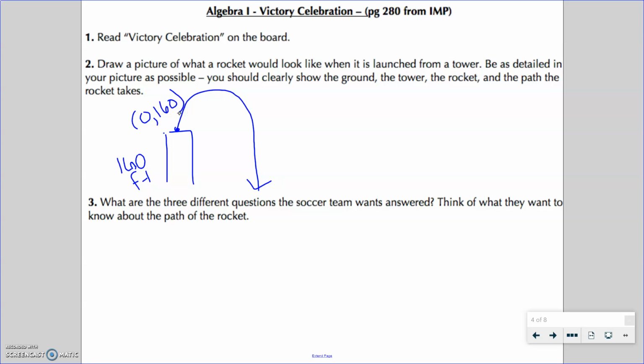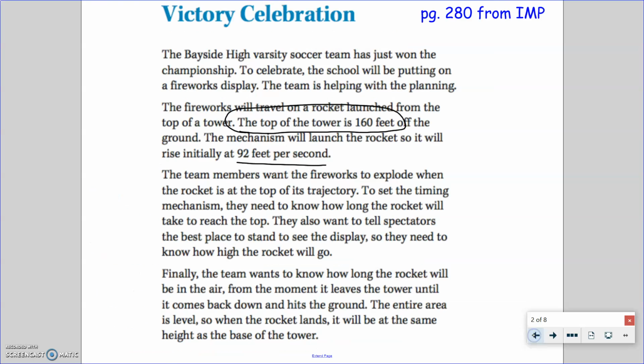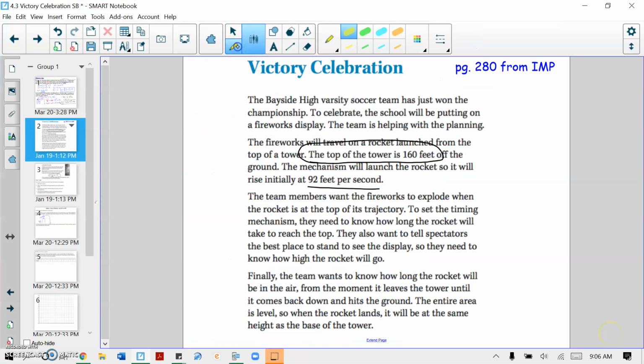We don't know the maximum height. We don't know where it hits the ground or anything like that. We know the velocity is that 92 feet per second, but that's not something that's very helpful to us at this point in time. Number 3, what are the 3 different questions the soccer team wants answered? Think of what they want to know about the path of the rocket. So if we go back, there were 3 questions that they wanted answered, so let's highlight them, okay?